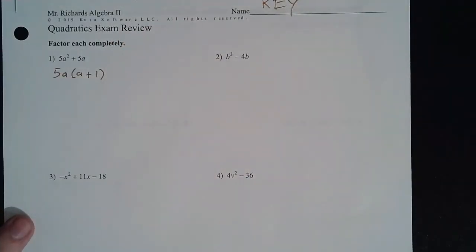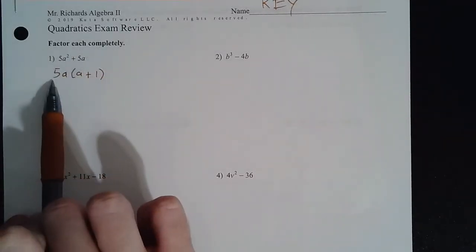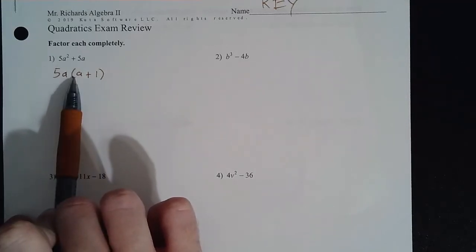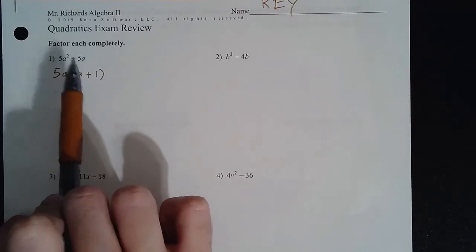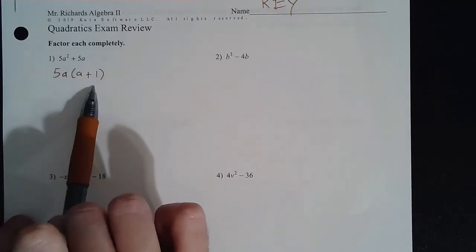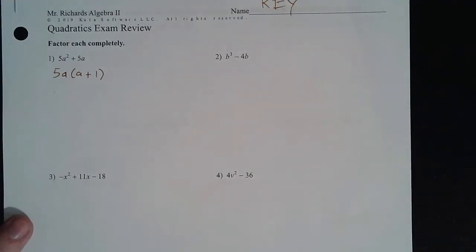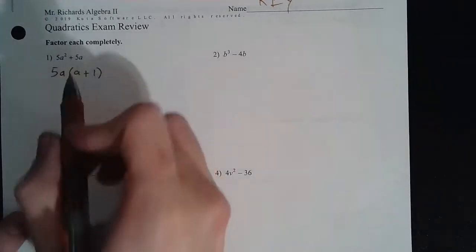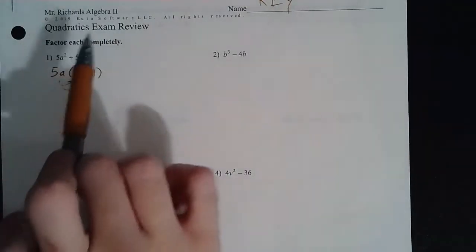When I say pull out a 5a, I mean divide both by 5a. So originally we had a 5a squared, but we took 5 away, so there's no more number in front. And we took one of the a's away, so there's just an a left. And we took 5a away from 5a, which left nothing, but leaving nothing for multiplication is multiplying by 1. You can always double check by using the distributive property again. If I were to multiply back out, I would get back to where I started.